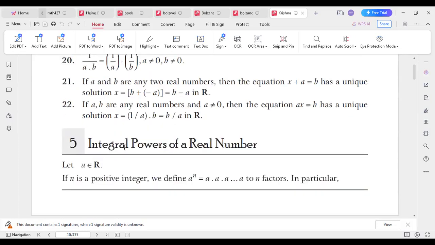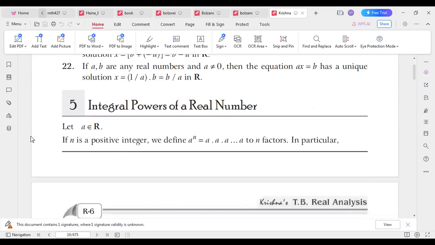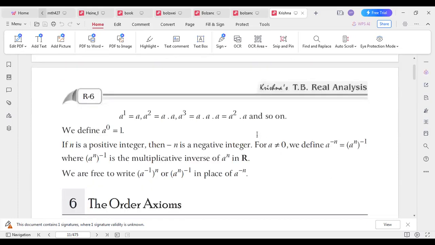Now, integral powers of real numbers. Let a be an element of real numbers. If n is a positive integer, we can define a to the power n as a multiplied n times, n factors. So in particular, we can write a to the power 1 equals a. Then we can define a to the power 0 equals 1.